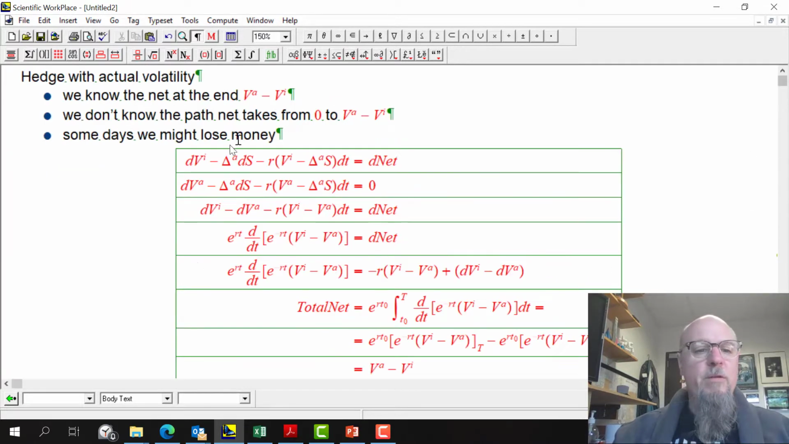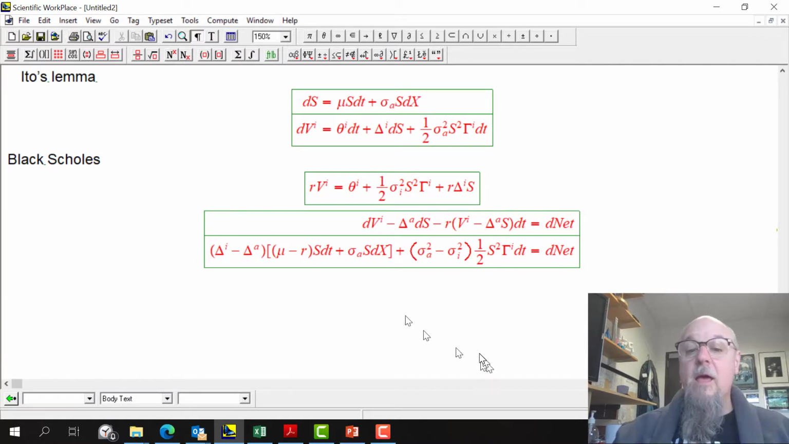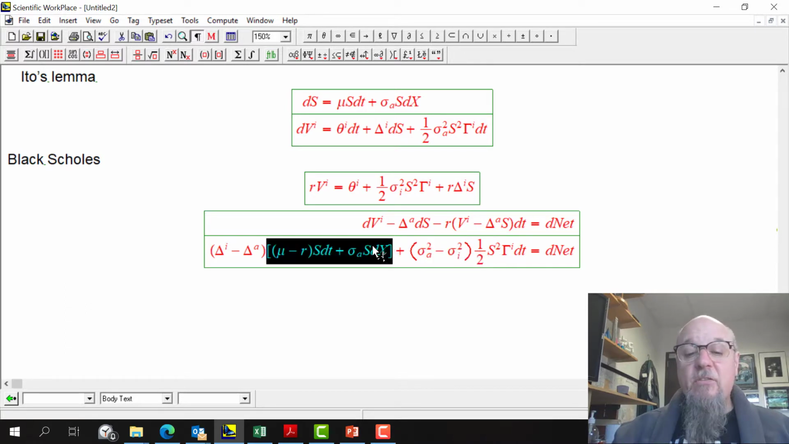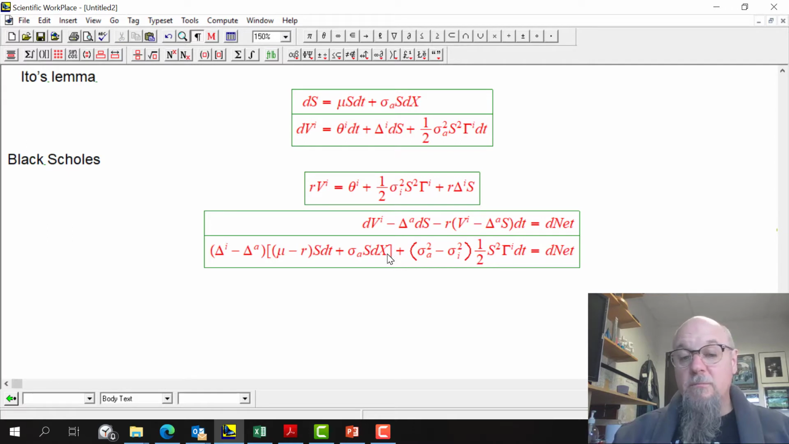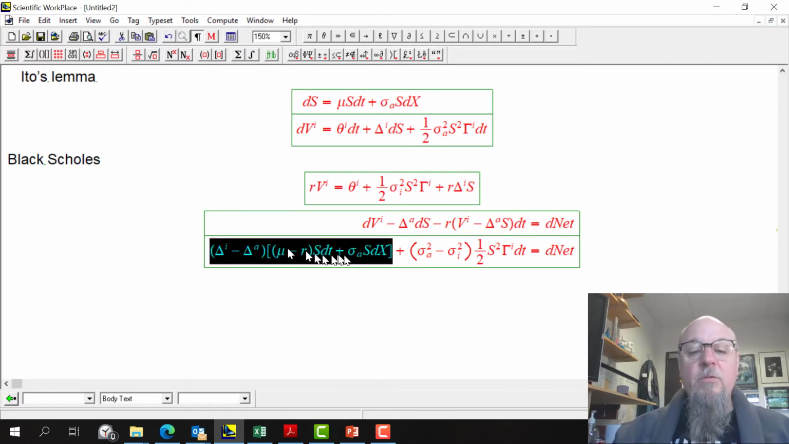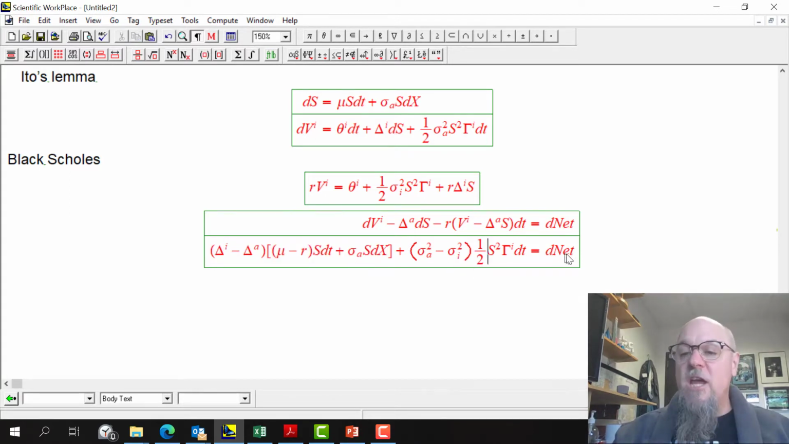So what was the point of all this? Oh, and some days we might lose money. Let's go to the back of the change too, because we wanted to show that. That'll be if the change is negative. Well, this is positive, but this dx, that could be a positive or a negative number. The difference in the deltas, well, let's concentrate on this fact here then. The dx could be a positive or a negative number, so this piece could be positive or could be negative. So it's conceivable that the change in the net value could be negative if I'm hedging with actual volatility.